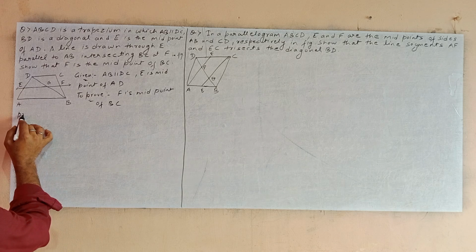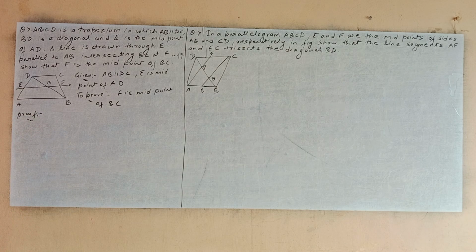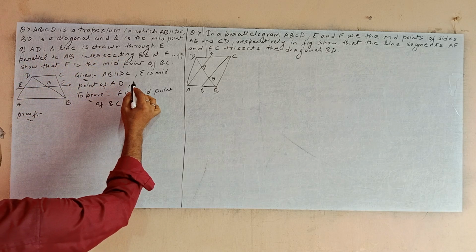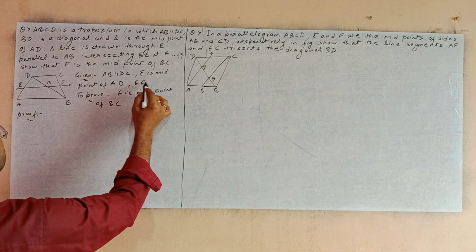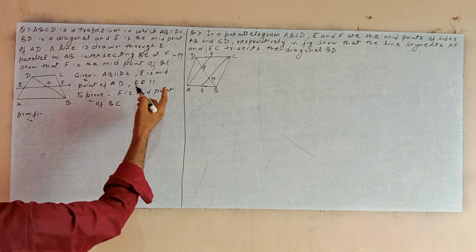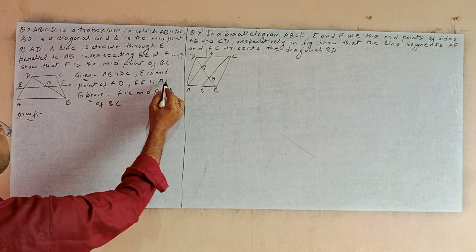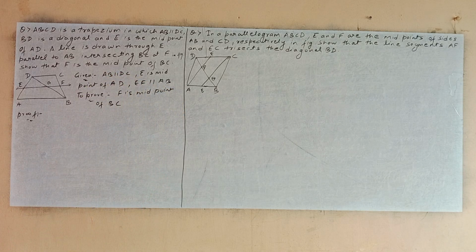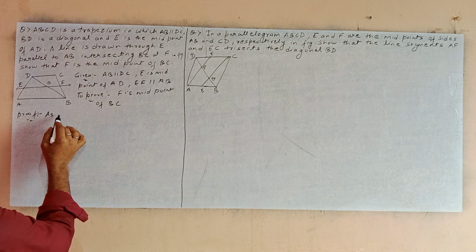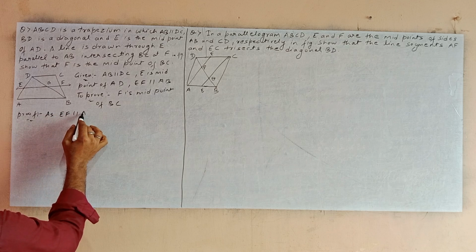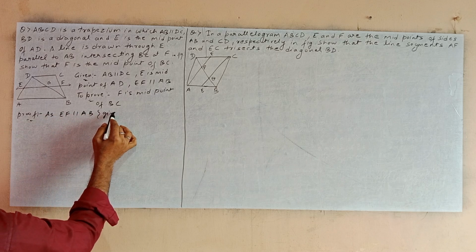Okay, now let us see the proof. How will you do that? See, if you consider triangle ADB, in this you can see that from E a line is drawn which is parallel to AB. Here also write down: EF is parallel to AB. Why? It is given.